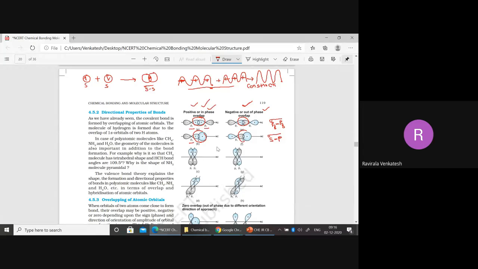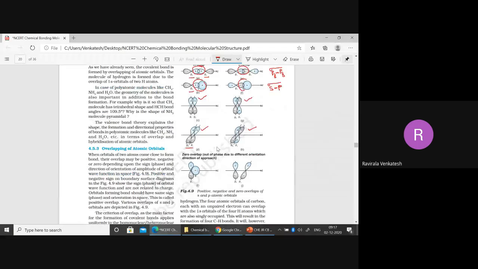Here also, what happened? Constructive interference or positive overlapping, destructive interference or negative overlapping. And for py, if I take, again constructive is positive overlapping, destructive is negative overlapping. One more overlapping will be there, that is called zero overlap. We have to overlap, isn't it? Either in this manner or in this manner.